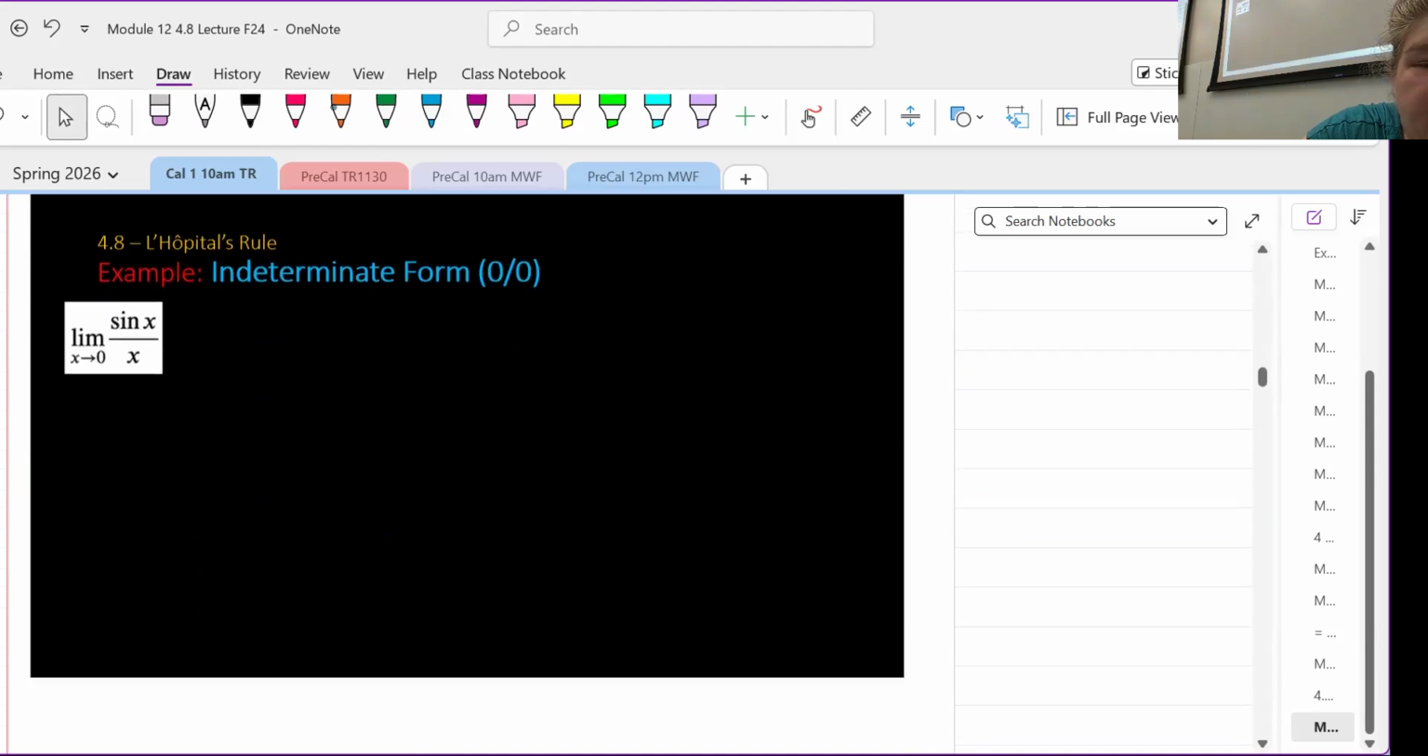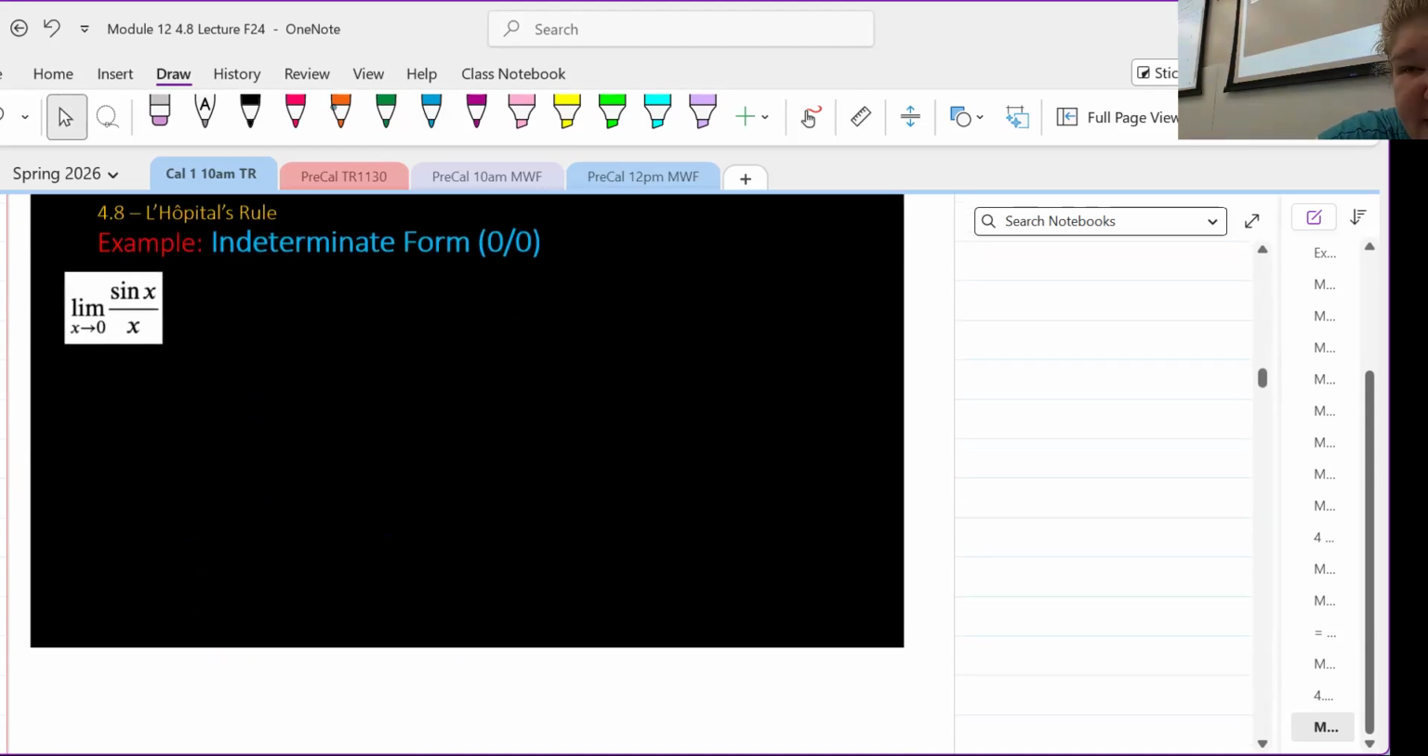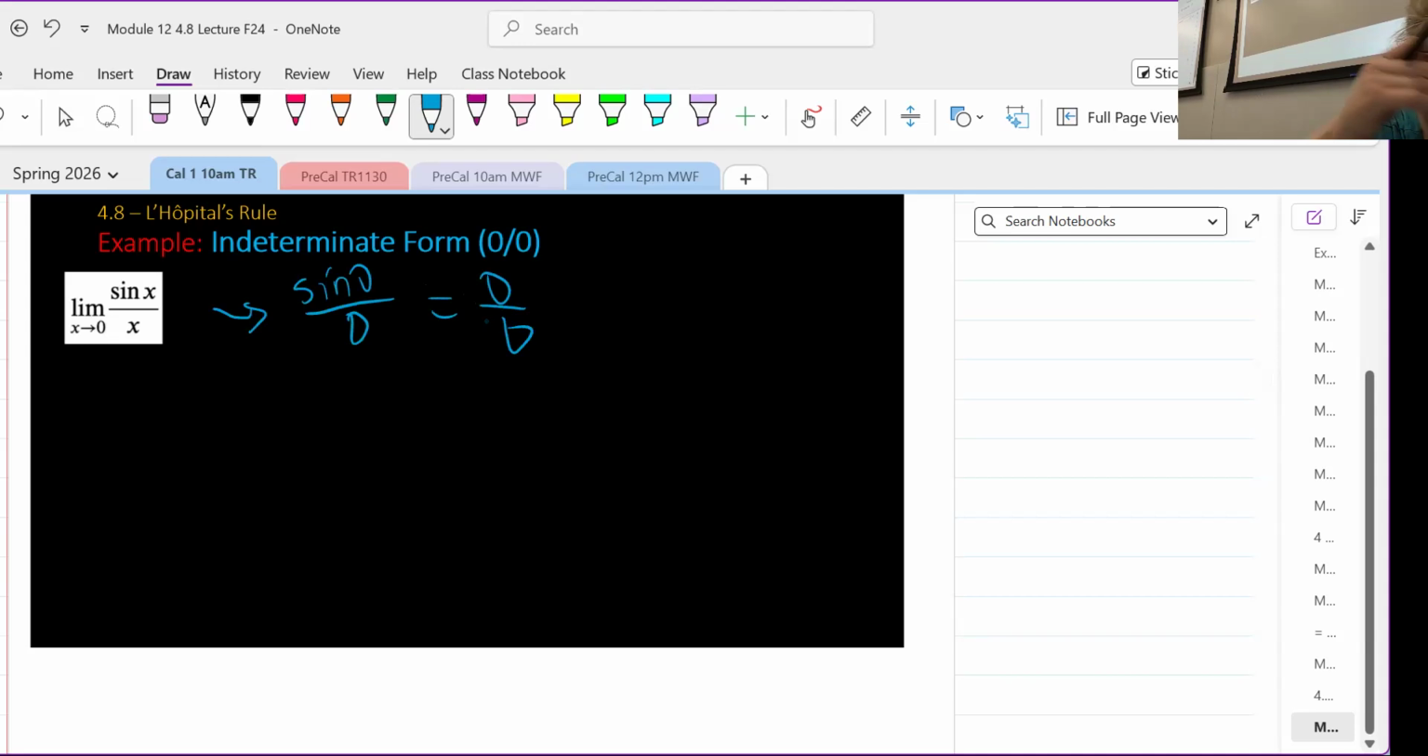Now, another weird indeterminate form we had was sine x over x as x approaches 0. So directly substituting in 0 gives us 0 over 0. But proving this particular limit is a little more annoying. But if we look at the graph, we can see that as the x values get closer and closer to 0, the value of the graph actually ends up approaching 1. We can prove this with squeeze theorem or whatnot, but we just learned it as a rule.